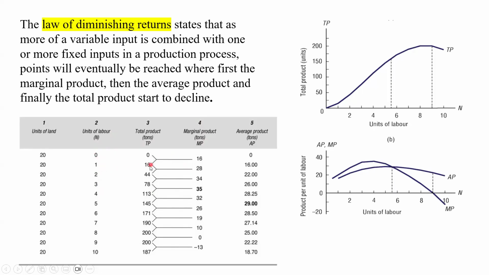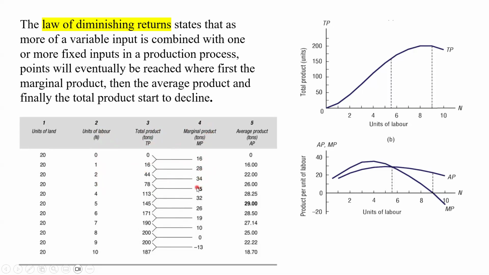You know that we get marginal product by taking the change in total product over the change in quantity of labor. And you can see that the change in labor here is just 1, because 1 minus 0 is 1, 2 minus 1 is 1, which is why we just say 16 minus 0 to get this. So our marginal product is 16, 28, 34.